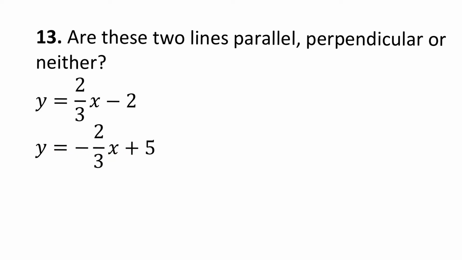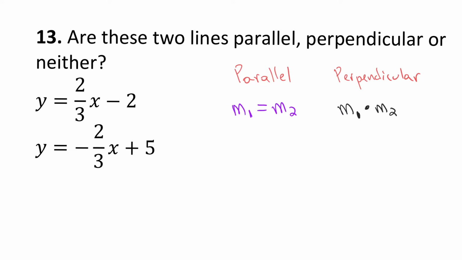So let's review what parallel and perpendicular lines are. What do we know about the slopes of parallel and perpendicular lines? Parallel means that the two slopes are going to be equal. So the slope of line 1 is equal to the slope of line 2. When you are looking for perpendicular, you check that the product, so you take the slope of line 1 times the slope of line 2, has to equal negative 1.